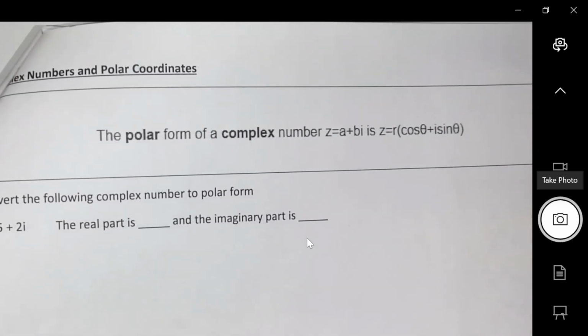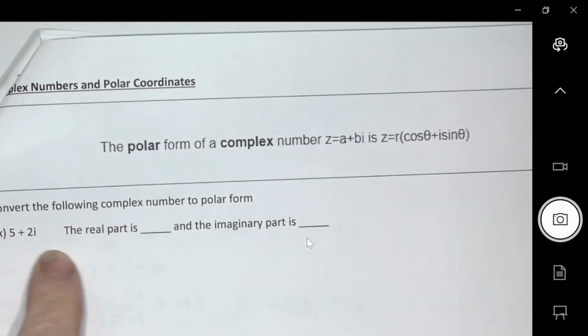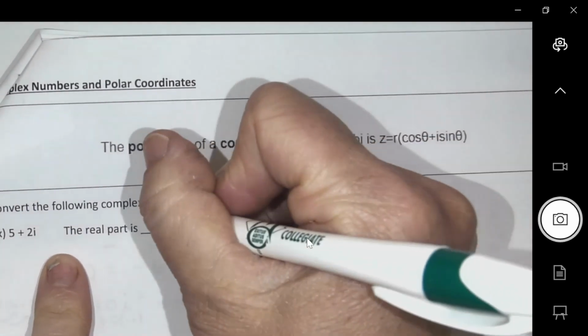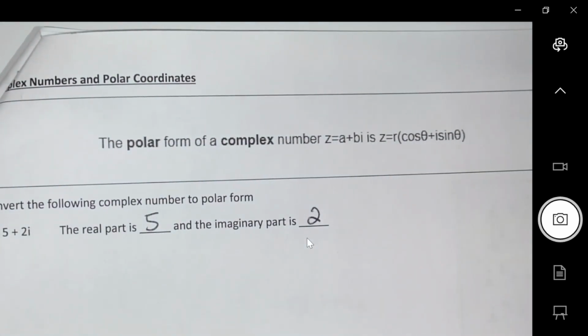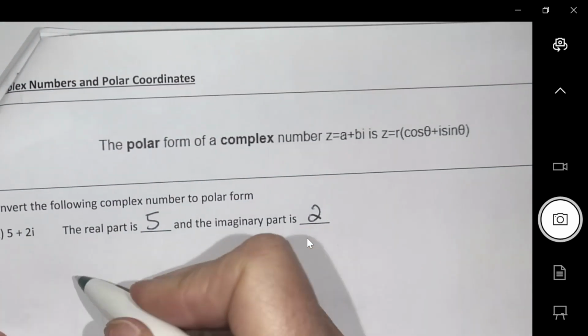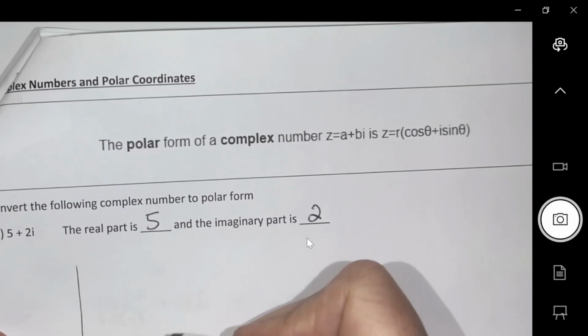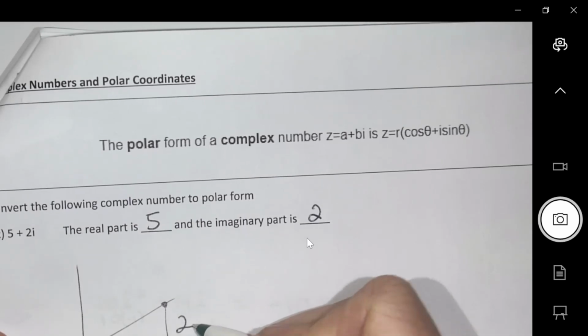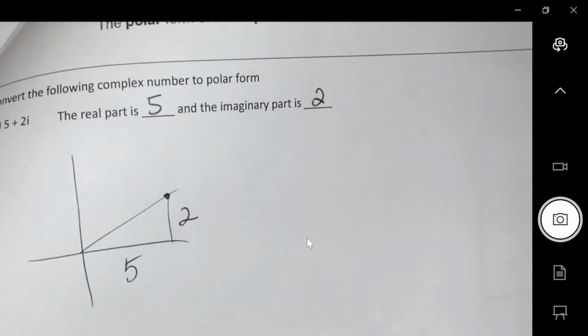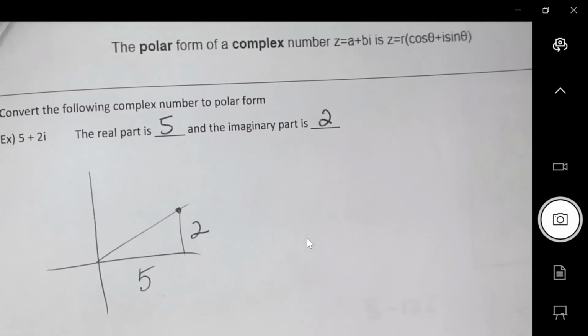So this last part we're going to do is, if I do 5 plus 2i, the real part is 5 and the imaginary part is 2. So I'm going to do that, the real and the imaginary. So it's treating it like an x and a y.